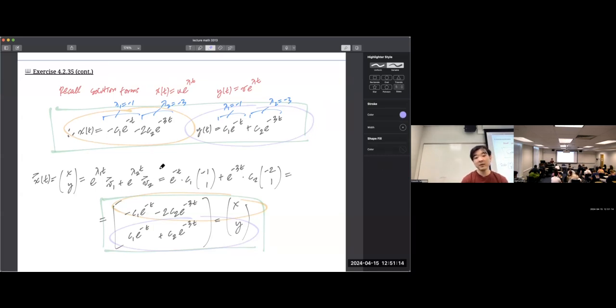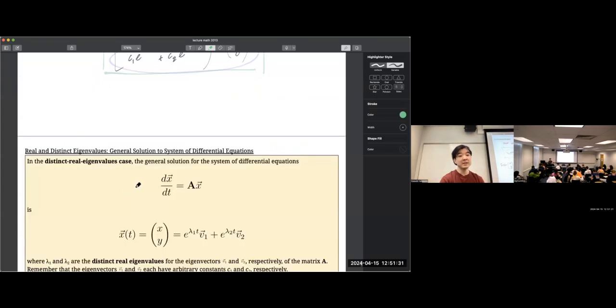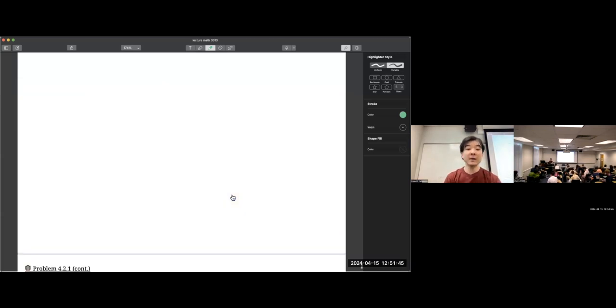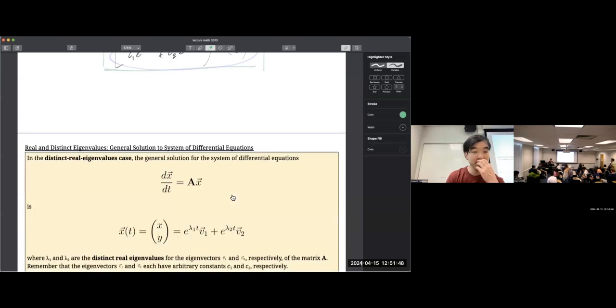If you like to write it in vector form, you could just write it like this, where you just say e to the lambda 1 t times vector v1 plus e to the lambda 2 t times vector v2. That's, I think, easier than trying to read the u and the v and all this stuff. And so that's the punchline for distinct real eigenvalues. The solution to this matrix equation is finding the eigenvalues and eigenvectors and then putting it in this formula. Okay, we'll continue next.